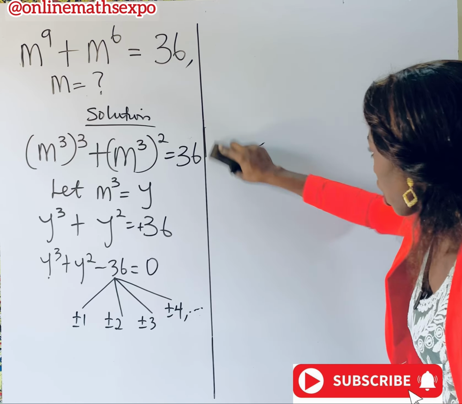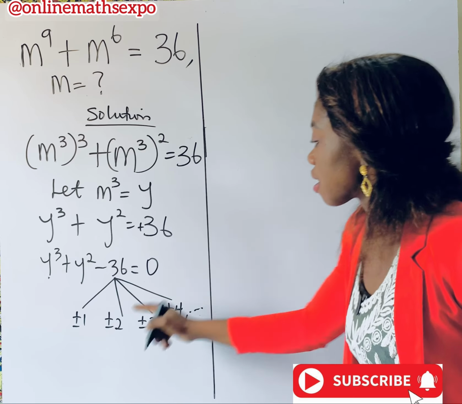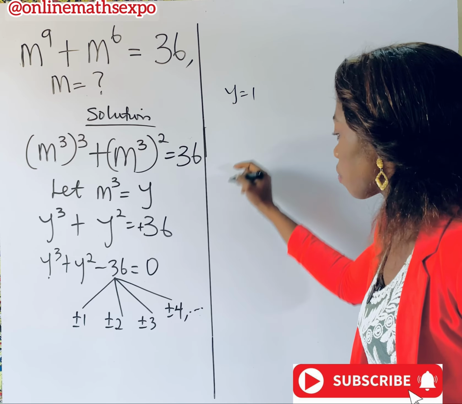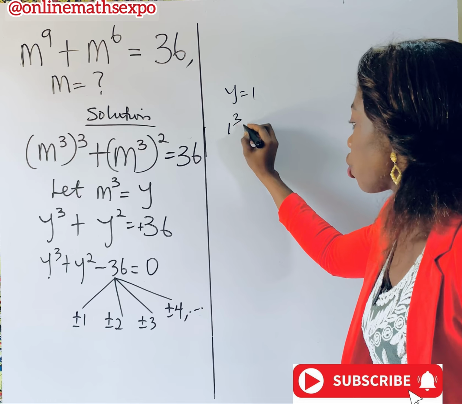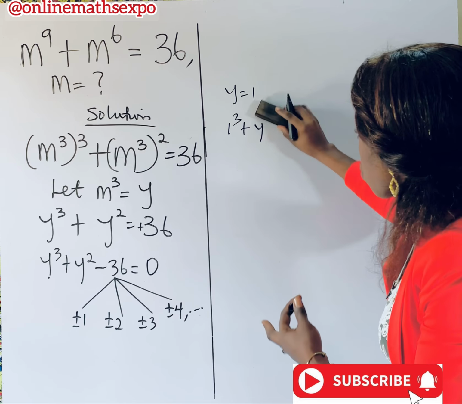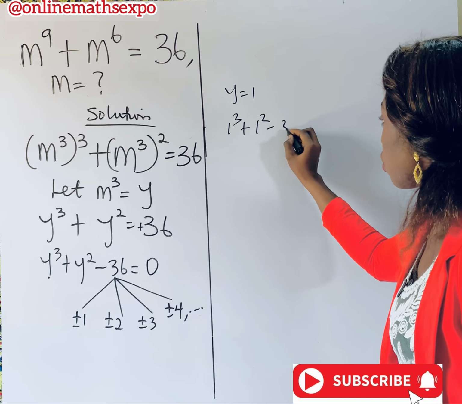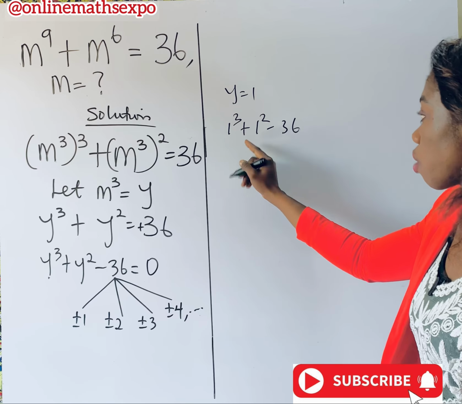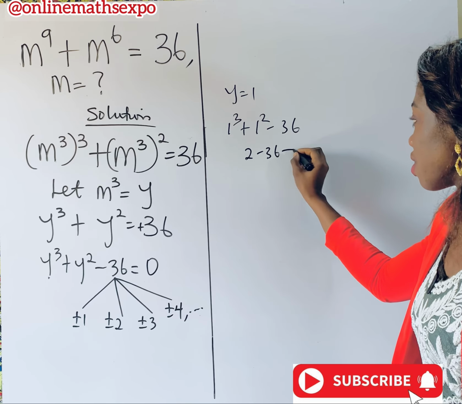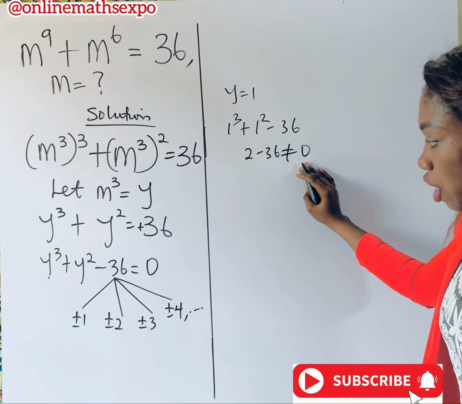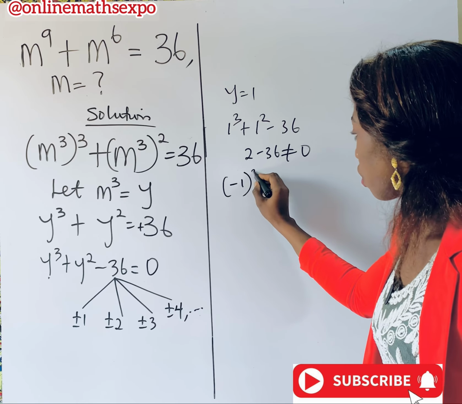Now, let's do a check. So in that check, we can say, let y be equal to 1. Plug it here, we have 1 cubed plus 1 squared minus 36. This will give us 1 plus 1, 2, minus this. See, it is not equal to 0. You can also test for negative 1.